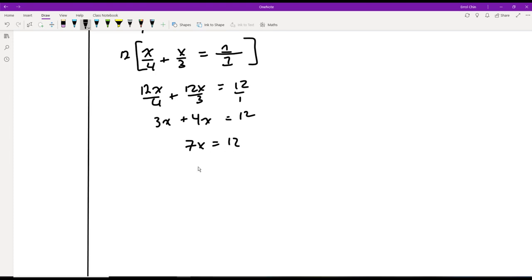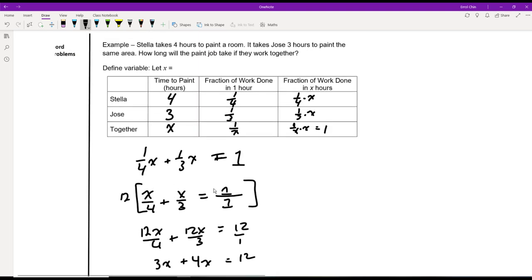7x is equal to 12. X is equal to, this is the amount of time, right? 12 over 7 hours. Okay? And we don't have any problems with the denominators. There's no non-permissible values. Okay?